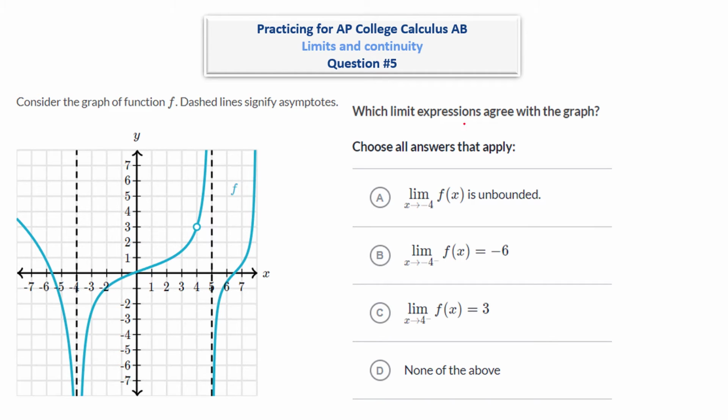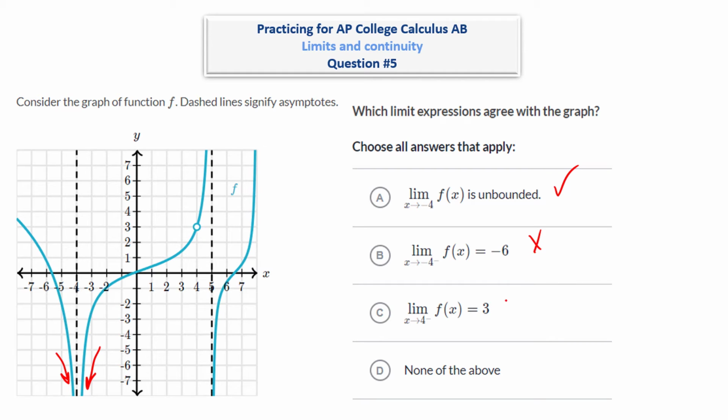Question 5. Which limit expressions agree with the graph? A: the limit of f(x) as x approaches negative 4 is unbounded. When we look at negative 4 from the left and from the right, the value of y gets closer to negative infinity. For that reason, we can conclude that the limit of f(x) is unbounded. Based on that, this will not be correct.